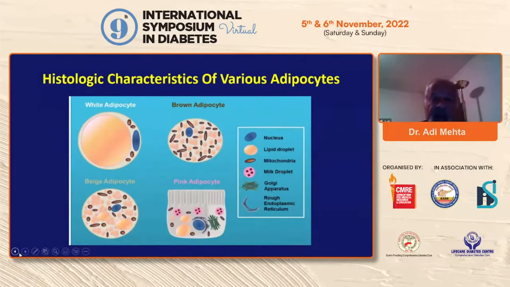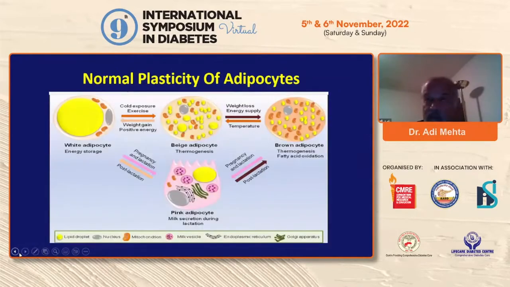Beige adipocytes are a mixture between these two, and they're the transitional cells from white to brown. And then there are the pink adipocytes, which are mainly in mammary tissue and make milk. When you look at the relationship, you find that cold exposure will increase your beige adipocytes. If you live in extreme temperatures like we do up here, most people will gain some weight in the fall and early winter. Why? Because they're protecting themselves against the potential cold temperatures.